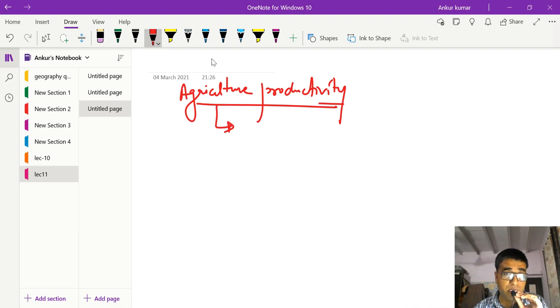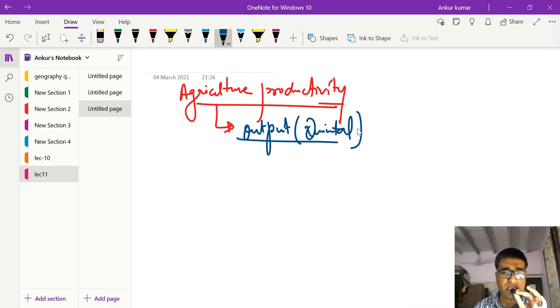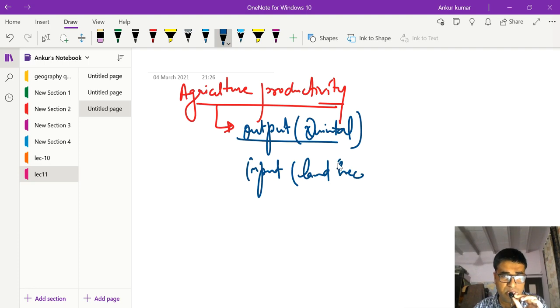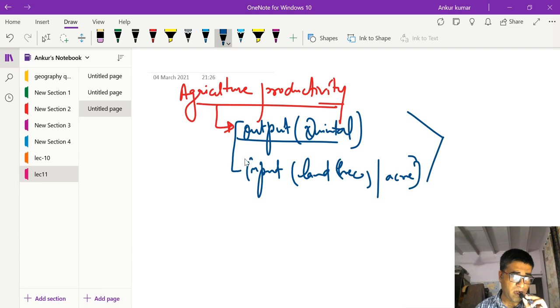Now, when it comes to agriculture productivity, it is output, although we are saying output, but output in terms of quintal. So we have made it very simple here: we will measure the agriculture output in terms of quintal, and input we will measure in terms of the land. That is how much hectare of land, how much acre of land we used for this much quintal of output. So we simply simplified the input and output methods here, right? This is the definition of agriculture productivity.